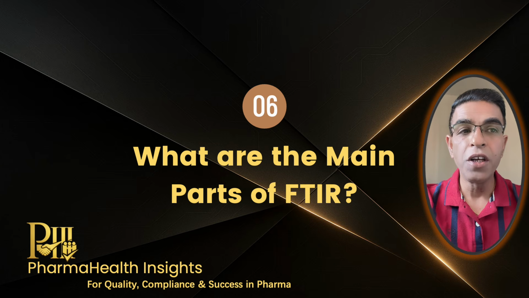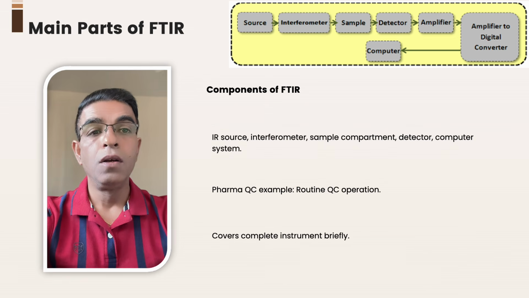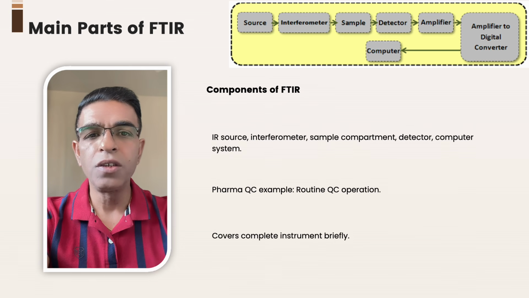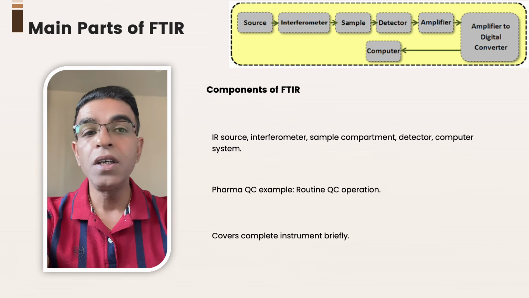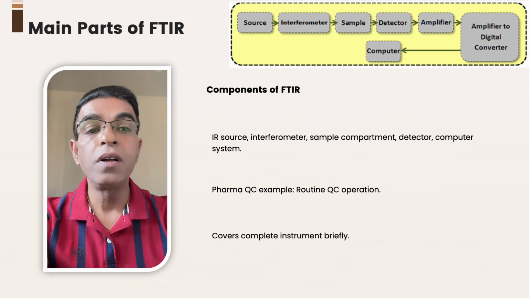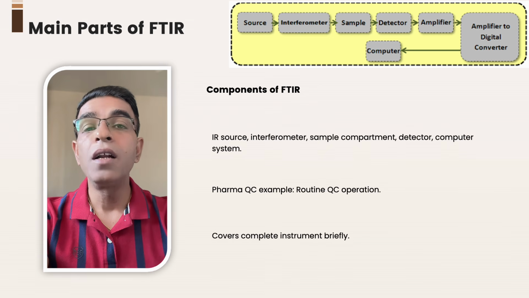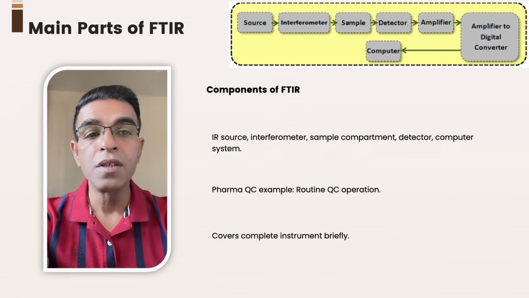With this, your interview will move towards the instrumentation part. What are the main parts of an FTIR instrument? And you should answer calmly and in a structured way. Sir, an FTIR instrument mainly consists of 5 key parts: an infrared source, an interferometer, the sample compartment, a detector, and a computer system for data processing.